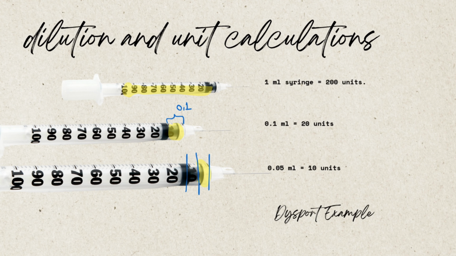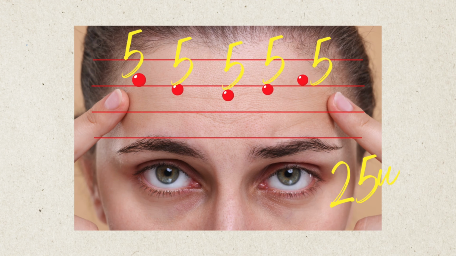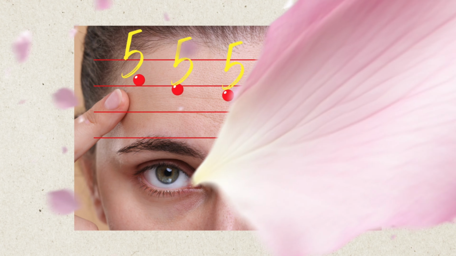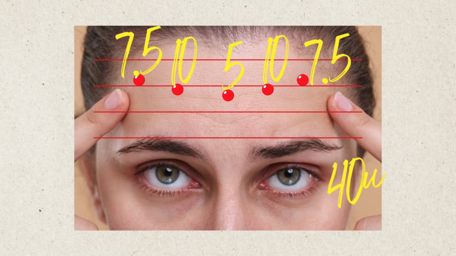Practical Dysport math: diluted with 2.5 milliliters saline, 0.05 milliliters equals 10 units. 0.025 milliliters equals 5 units. Minimal approach: 5 units at each of 5 points equals 25 units total. Recommended distributions: central, 5 units. Next points, 10 units each. Outer points, 5 to 10 units each.